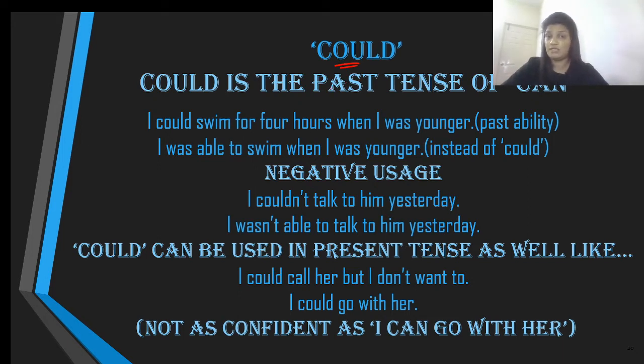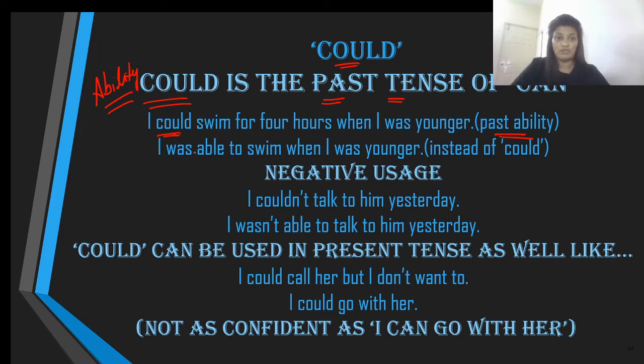Like I told you earlier, could is the past tense of can. And just like the word can speaks about ability, could also speaks about ability, but it speaks about past ability. It speaks about what you were able to do in your past. Like the example I gave you earlier, I could swim for 4 hours when I was younger, speaking about your past ability, which you are not able to do anymore. In your past, you could swim.